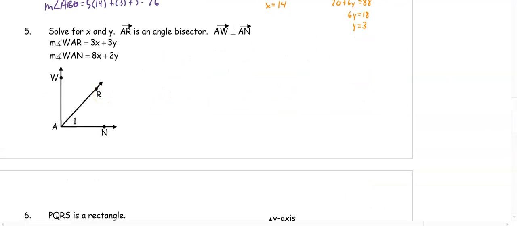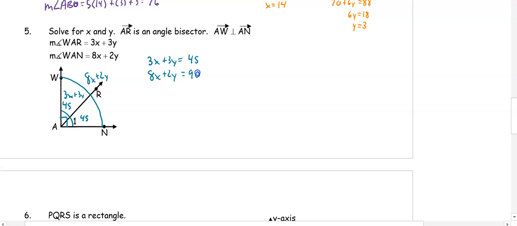In number 5, solve for x and y. AR is an angle bisector. So this bisects the angle into two congruent parts. And we also know that the lines are perpendicular. So we have a right angle that is bisected. So each bisected angle is going to be 45 degrees. So we know that WAR is 3x plus 3y. So we have 3x plus 3y equals 45. And then we know WAN is 8x plus 2y. So 8x plus 2y is equal to 90.